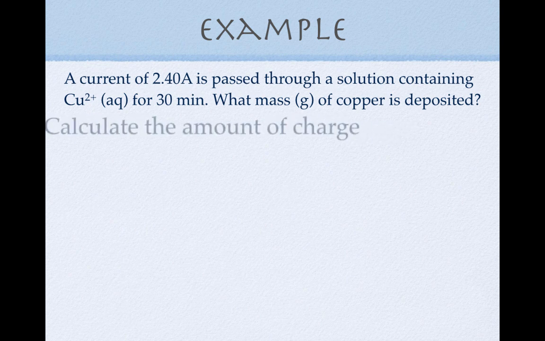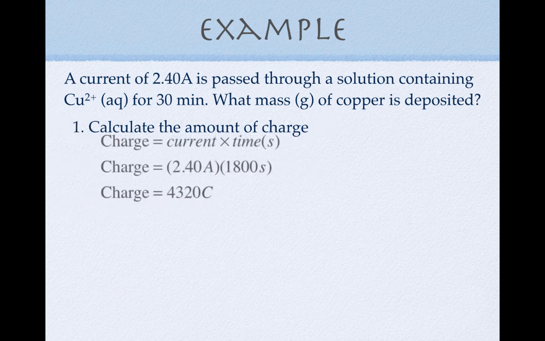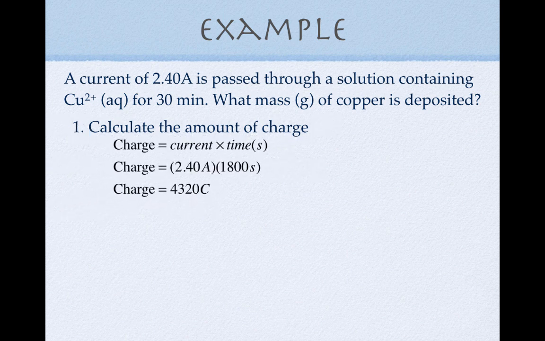So the first thing we want to do is calculate the amount of charge. Charge is equal to our current times our time in seconds. Now notice that our time was given to us in minutes, and the coulomb is equal to an amp second. So anytime you're given minutes or hours, you've got to make sure you convert those to seconds. And so we've got 2.4 amps times 1800 seconds, and that gives us 4,320 coulombs of charge was passed through.